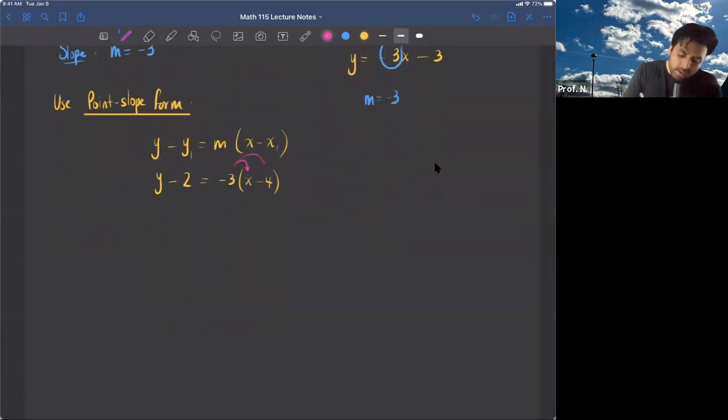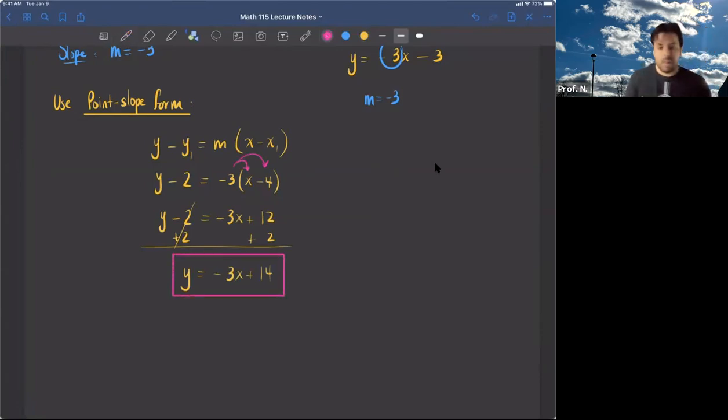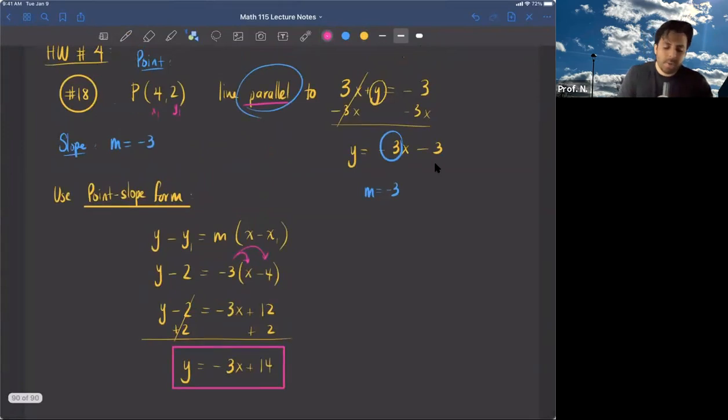I distribute the -3. Y minus 2 equals -3x plus 12. Add 2, add 2. And I get that y equals -3x plus 14. Right? So this line right here is the line that contains the point (4, 2) and is parallel to the line 3x plus y equals -3.